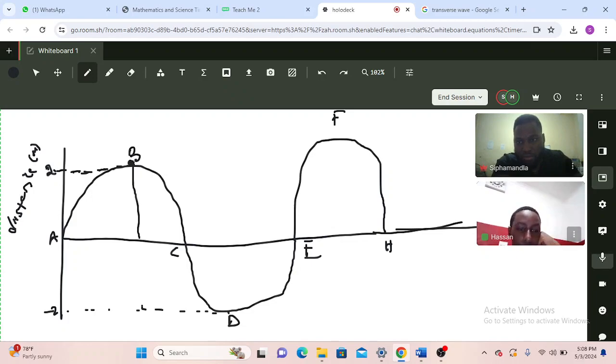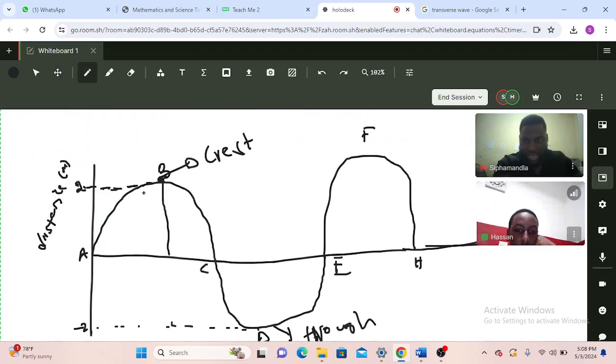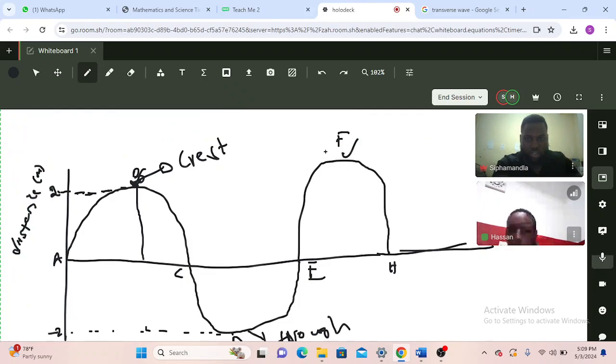This maximum point over here is the one that we call a crest. And that minimum point over here is the one that we call a trough. So that is the crest, this is the crest, and that is the crest. And that is the trough. If we did have another part over here, that would be our trough. So basically we have two crests and we have two troughs.